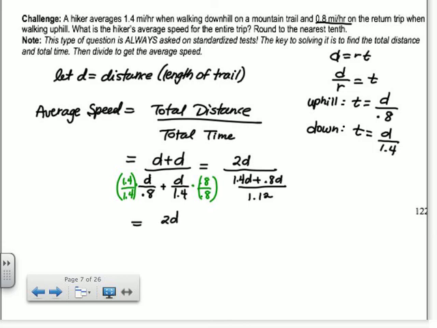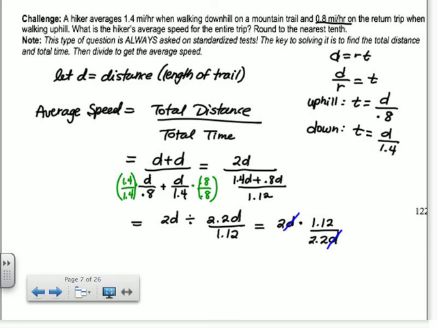All right, so this means I have 2d divided by, so when you combine these two things, you get 2.2. So divided by 2.2d over 1.12, which is 2d times 1.12 over 2.2d. So this is why it doesn't matter how long it was. So on the SATs, it might say 4 miles, but then this distance cancels out anyway. So it doesn't even matter how long the trail was. So I have 2 times 1.12 divided by 2.2.